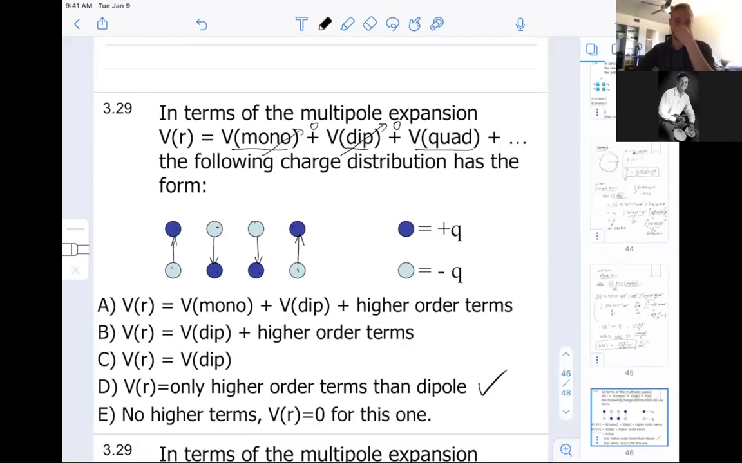Okay, so that's the last question. Any questions so far? All right, so that's all we have for multipole expansion.